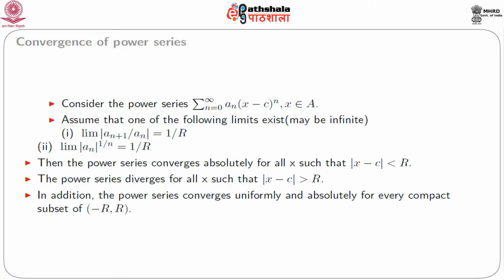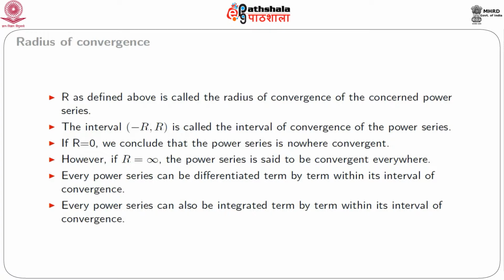In addition, the power series converges uniformly and absolutely for every closed subset of (c minus r, c plus r). So, let us define radius of convergence. R is defined as a limit. This r is called the radius of convergence of the concerned power series. The interval minus r to plus r is called the interval of convergence of the power series. If r equals 0, we conclude that the power series is nowhere convergent. However, if r equals infinity, the power series is said to be convergent everywhere.